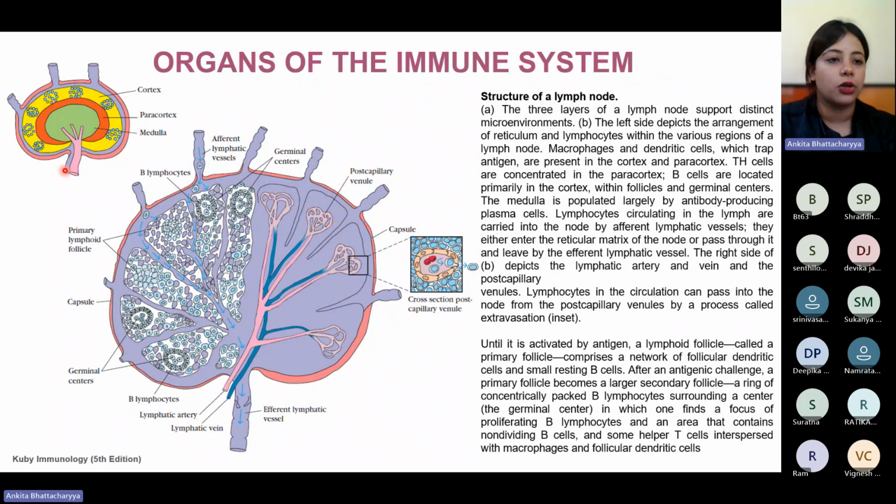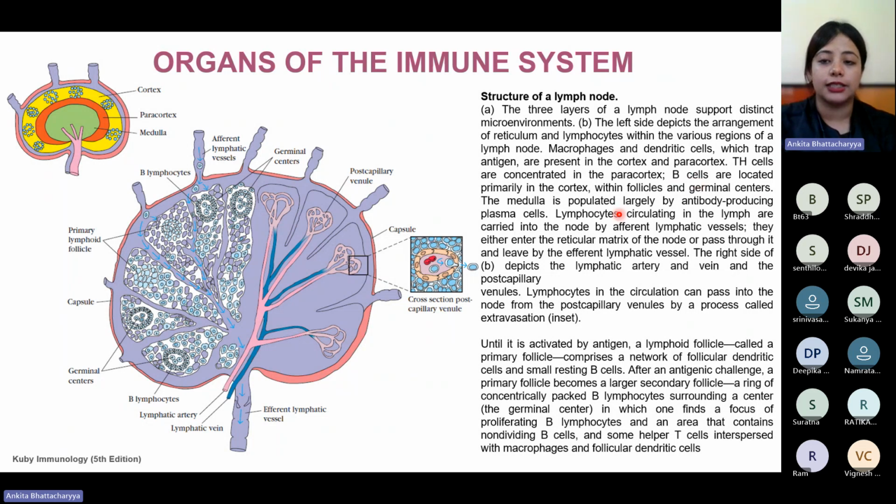The cortical region, or better here, the yellow colored cortical region, is very rich in macrophages, dendritic cells, and B cells. All three of them are antigen presenting cells. Keep it in mind. Then come the T helper cells, which are present somewhere towards the middle, the orange colored part, which is the paracortex. And B cells within the cortex are concentrated within the germinal centers and follicles.